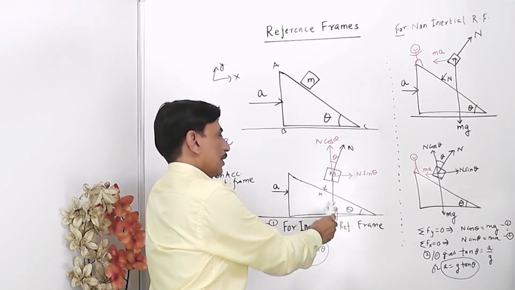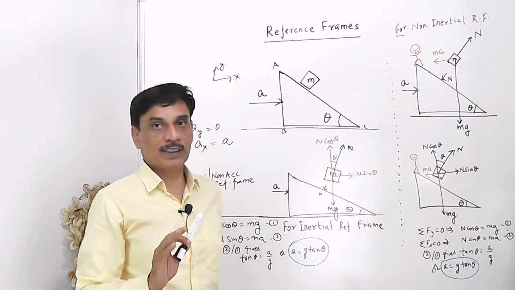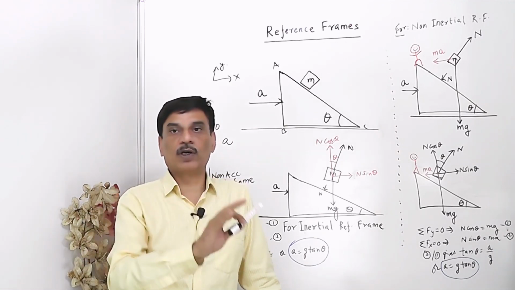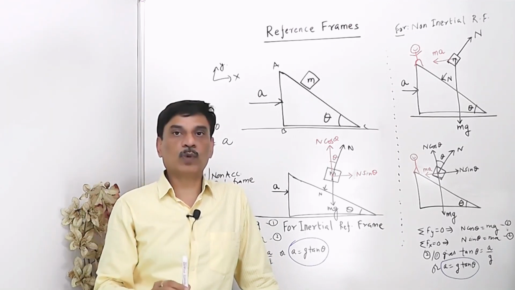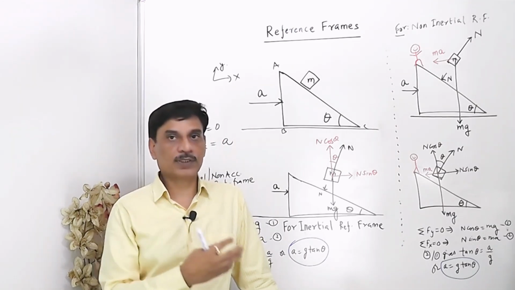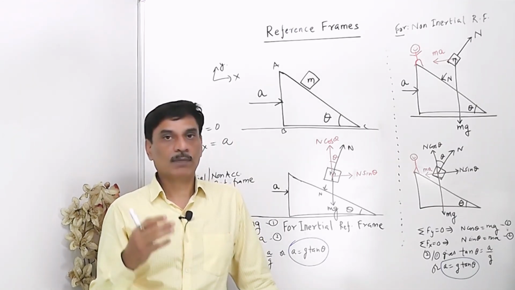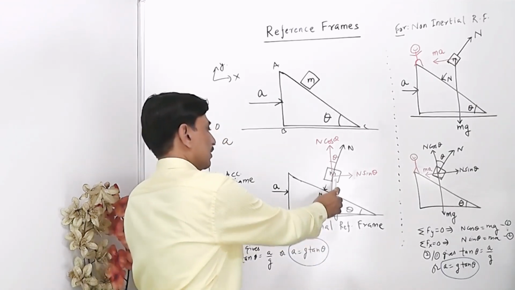One is mg directly downwards. Mg will always act vertically downwards. Earth is not bothered which way the block or the body is moving. Earth will always apply the weight straight vertically downwards, not at an angle. Mg can have components in different directions, but mg will always act vertically downwards. So mg is acting this way.